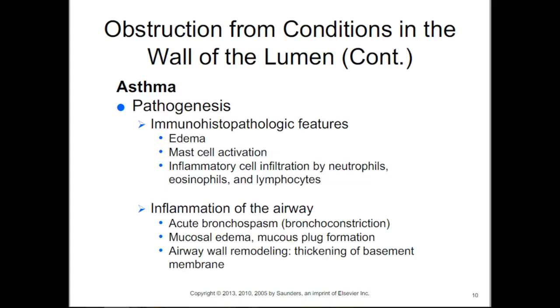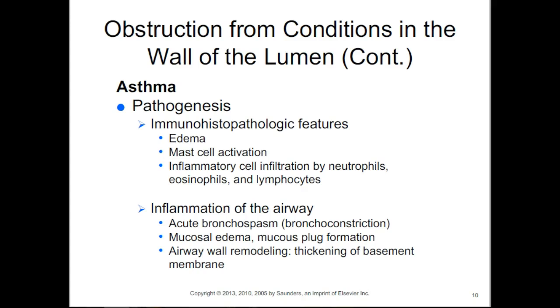All right, so what is the pathogenesis seen in asthma? Some of the immunohistopathologic features, so look at that word: immuno, having to do with the immune system, histo, having to do with the micro anatomy, and then pathologic features. You might see edema, and very likely to see mast cell activation. So mast cells, remember, secrete histamine and heparin.